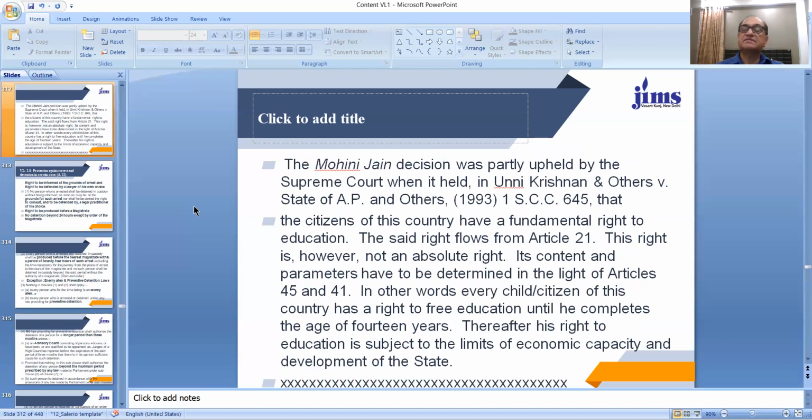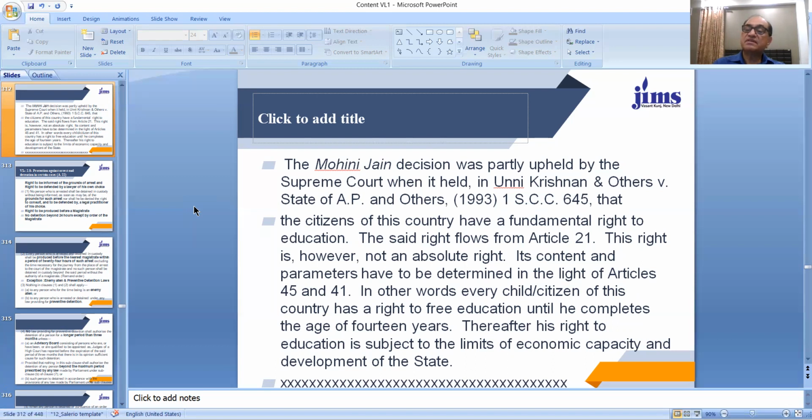And this Mohini Jain's decision and its ratio decidendi was partly upheld by the Supreme Court in Unnikrishnan and others versus State of Andhra Pradesh. Here the Supreme Court held that the citizens of this country have a fundamental right to education, and the said right flows from Article 21. This right is, however, not an absolute right. Its content and parameters have to be determined in the light of Articles 45 and 41 of our Constitution, dealing with directive principles of state policy.